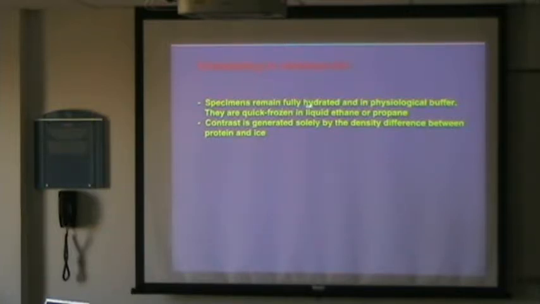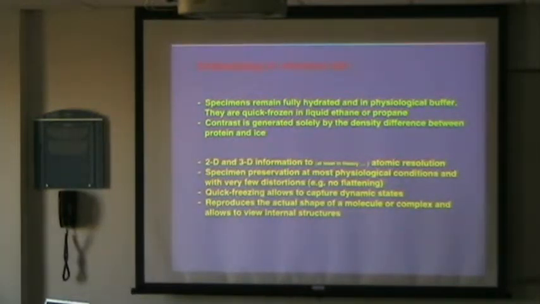So the specimen remains fully hydrated, and the contrast is actually generated by the density difference from protein to water or solution, whatever you have, which is typically about a factor of 1.2 to 1.3. So it's not a lot. Compared to negative staining, we have about a factor of 10. So we do not have that much contrast there, but we usually have enough to work with. But it can be a problem.